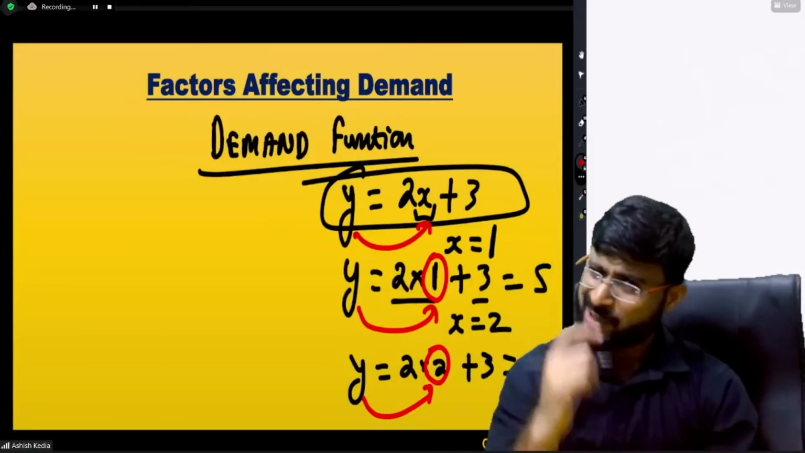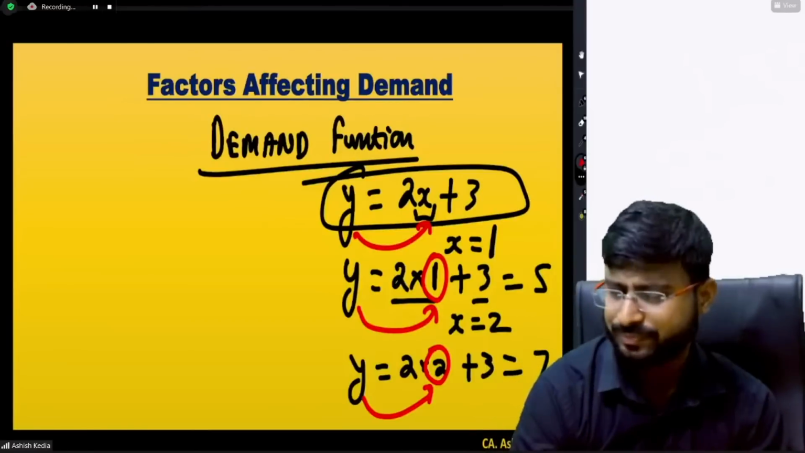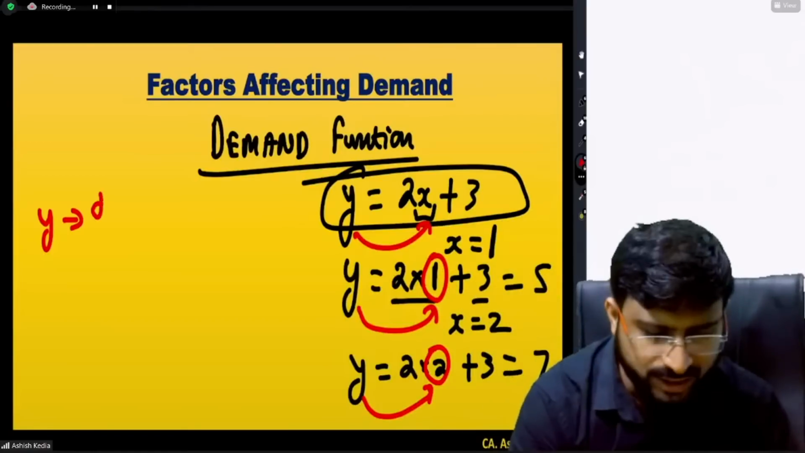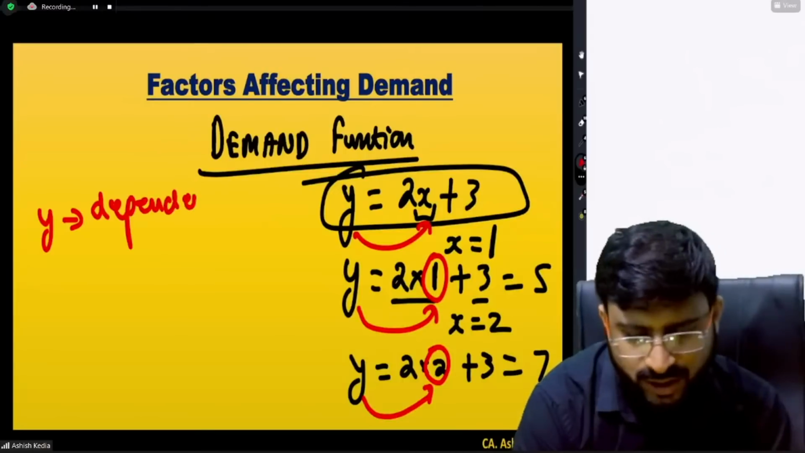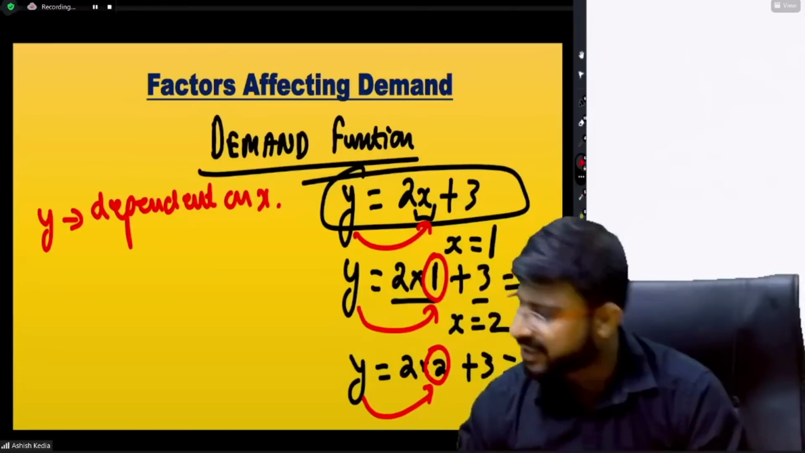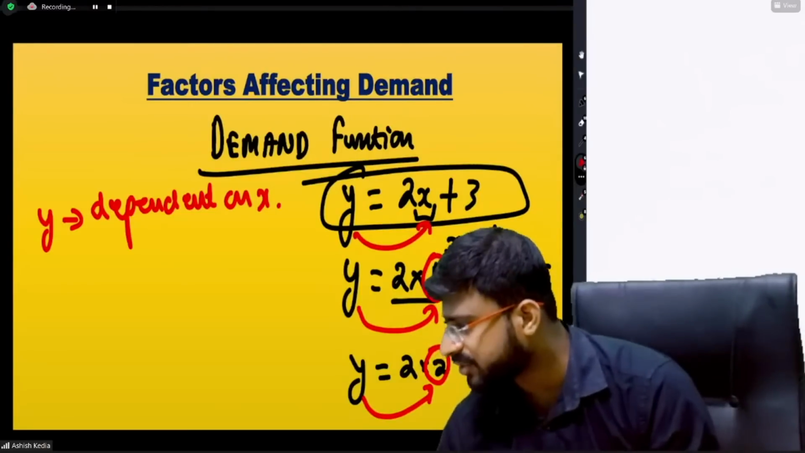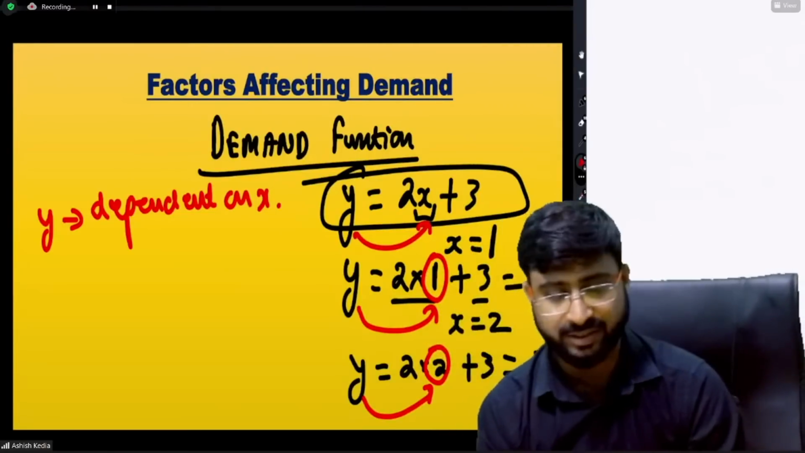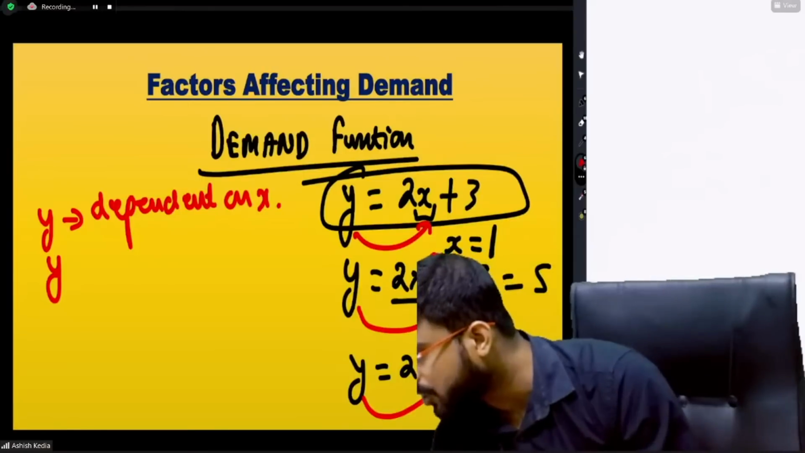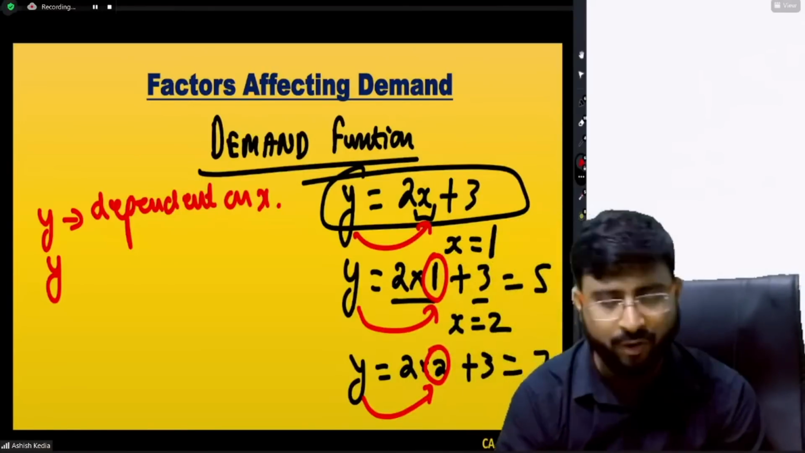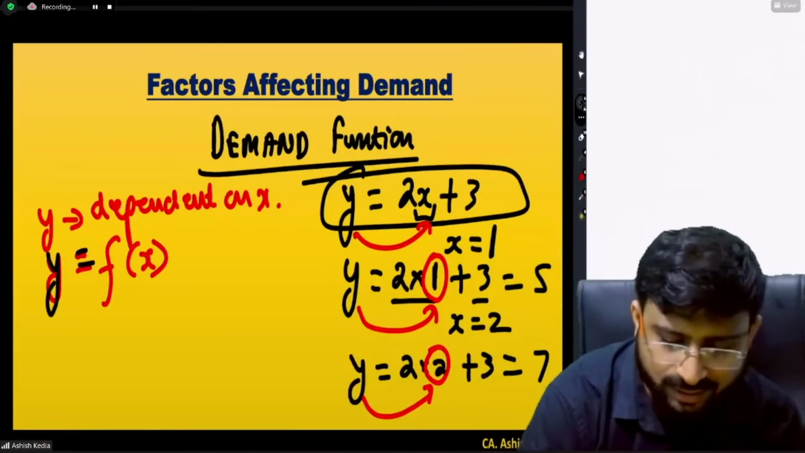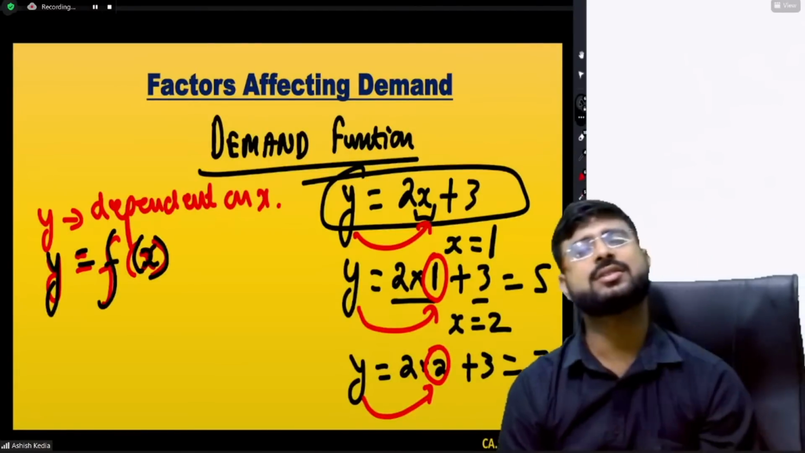So everyone, can we say y is dependent on x? Because you will not get the value of y as long as you don't put in the value of x. So yes, y for its value is definitely dependent on x. This is what we call y is a function of x. That is, y is dependent on x.